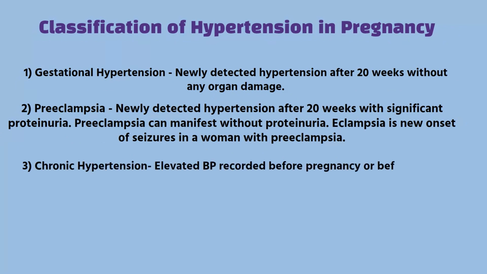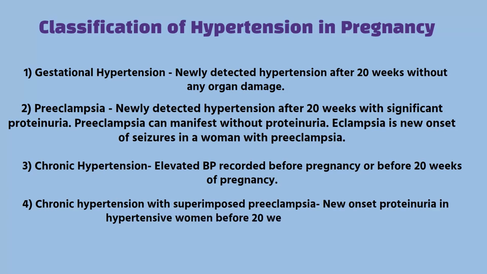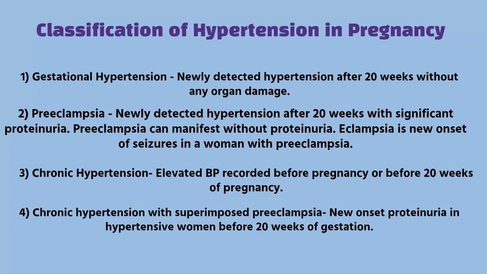Chronic hypertension refers to elevated BP recorded before pregnancy or before 20 weeks of pregnancy. Chronic hypertension with superimposed preeclampsia is new onset proteinuria in hypertensive women after 20 weeks of gestation.